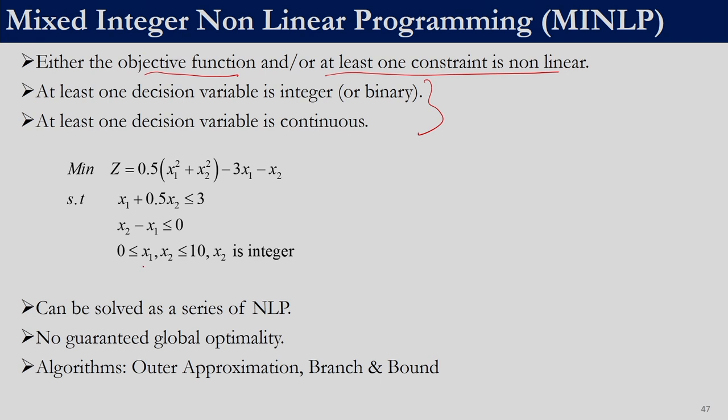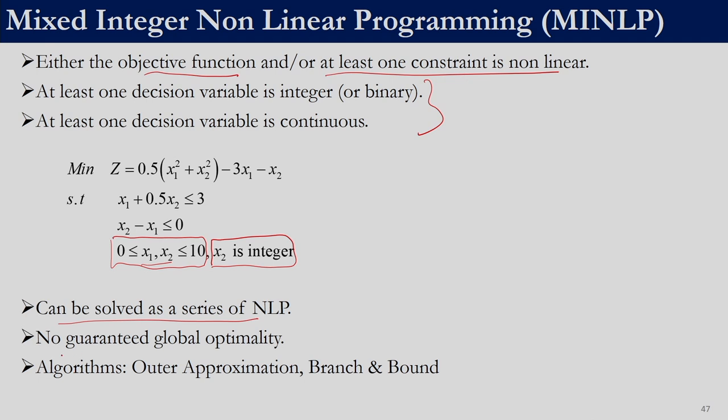It involves two variables, x1 and x2, where both lie in the region 0 to 10, but x2 is also an integer. So continuous values for x2 are not allowed. Mixed integer problems are usually solved as a series of NLPs. For an arbitrary mixed integer programming problem, there are no algorithms which can guarantee that the solution found is the globally optimal solution.